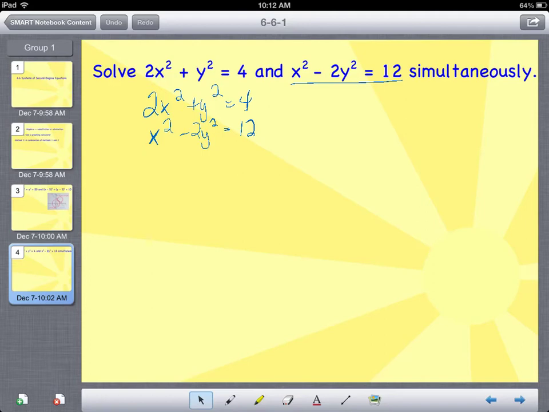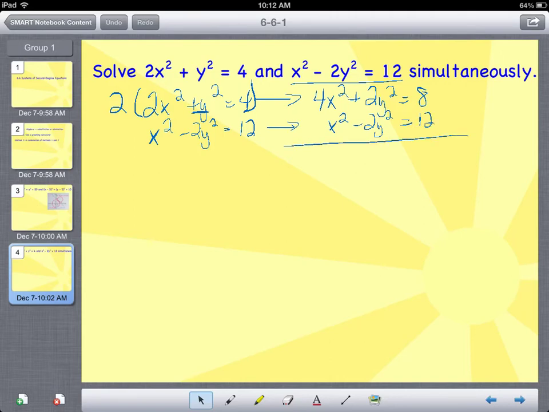What I'll do then is eliminate the y. So I'm going to multiply this one by 2 and change it into 4x squared plus 2y squared equals 8. And this one's going to stay the same as x squared minus 2y squared equals 12. Now there isn't a rule saying you have to add or subtract. You just need to do one or the other. I'm going to add because that would eliminate the 2y squareds.